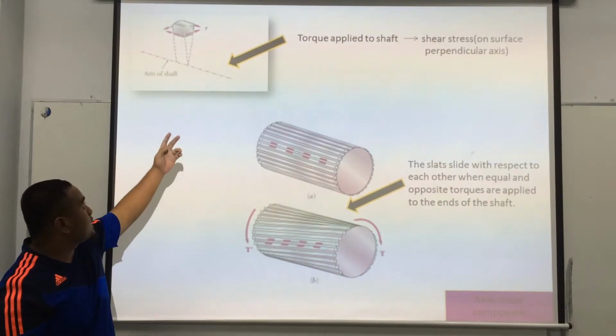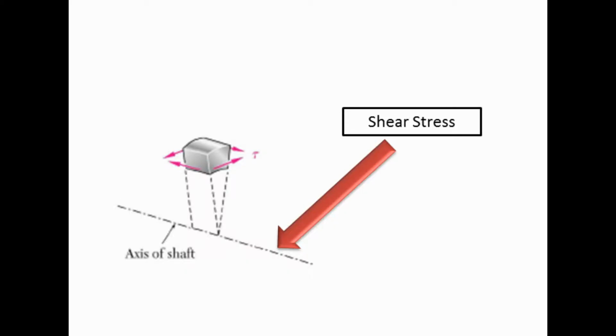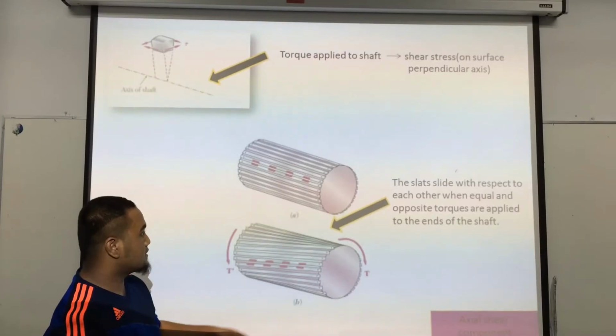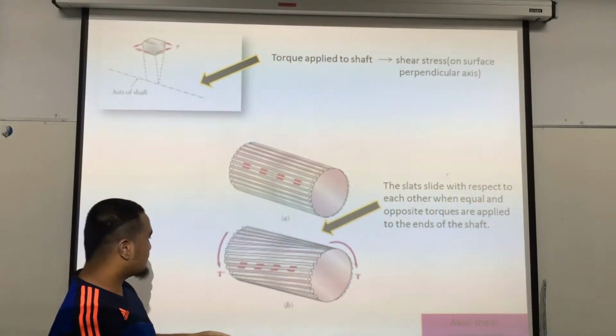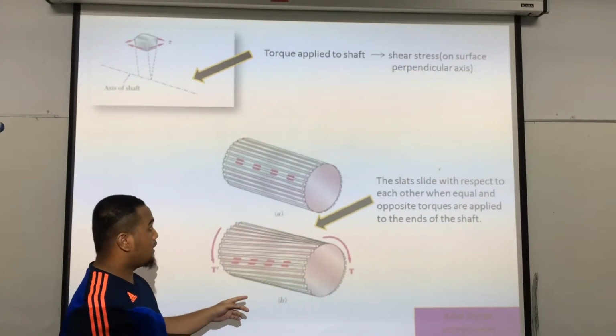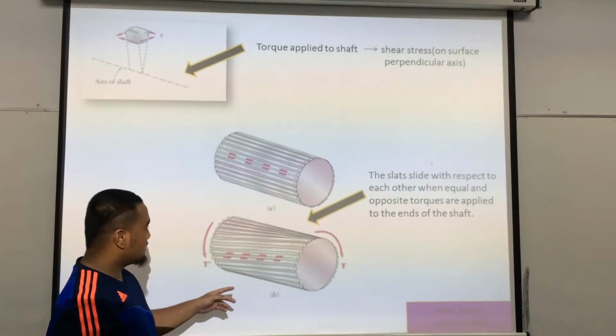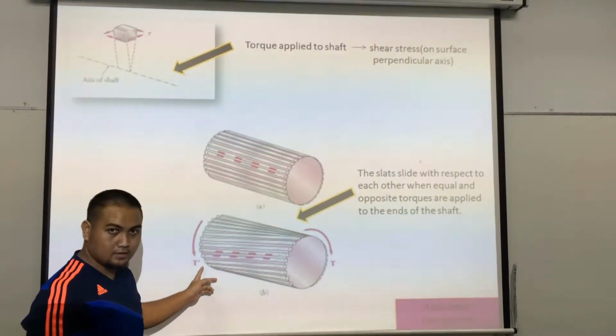Based on the diagram above, the torque is applied to the shaft. It will produce shear stress on the perpendicular axis on the surface. This is an application of shear stress. Okay, this is the next slide. When the torque is applied at both ends of the shaft, the shear stress is equal from here to here.